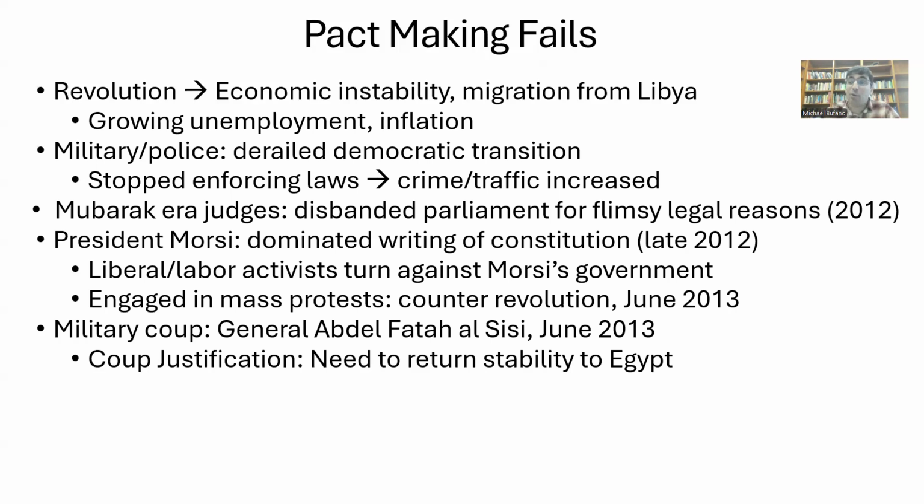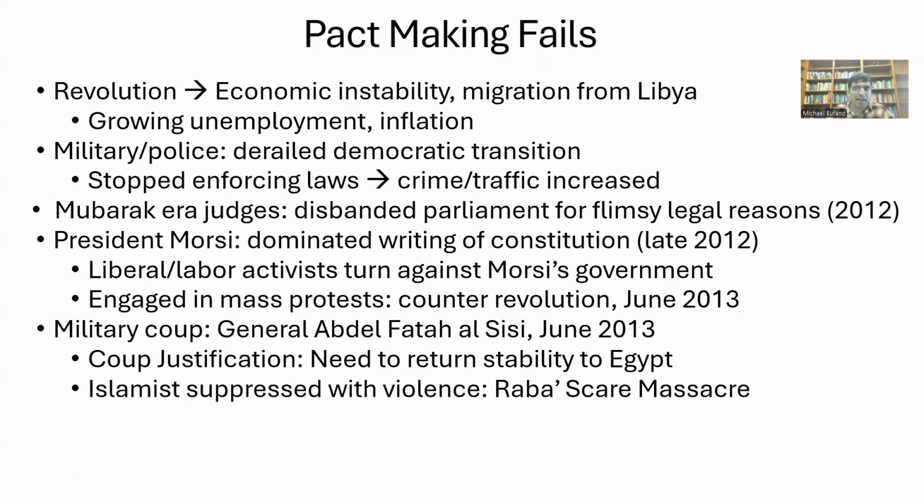The liberals this time around supported a coup, and they supported the regime coming back into power. And in the process, the Islamists were suppressed with violence. In August of 2013, a mass protest was held by the Islamists in Rabaa Square in Cairo, and the military sent in their forces, and it was suppressed with harsh violence. In fact, I had a colleague who got shot in the head during this process. So it was just a very sad and terrible thing to say.